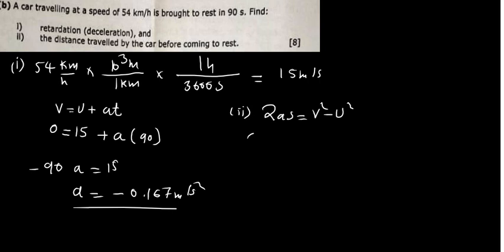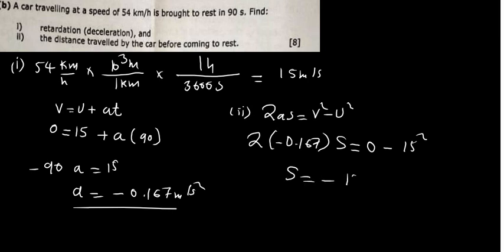So that will be 2, the acceleration, negative 0.167, and then s, which will be equal to v squared, where v is 0, minus u squared, and the initial speed was 15, so we square that. So s is going to be negative 15 squared divided by 2 multiplied by negative 0.167. And that is going to give us a distance of 675 meters. So that is the distance it travels before coming to rest.